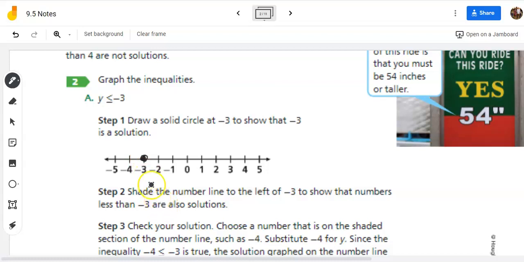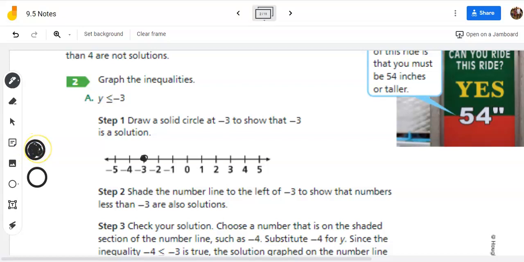So far, that's all I did: I drew the circle right here that shows negative 3 as a solution. I'm going to put, hopefully this is a circle. Is that a circle? And then I want another circle. Okay, so there are going to be two choices when you put inequalities on the number line.